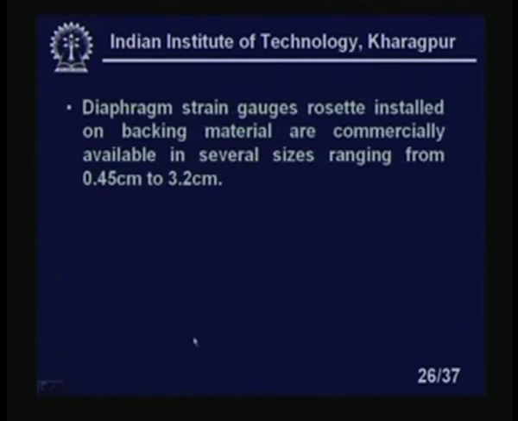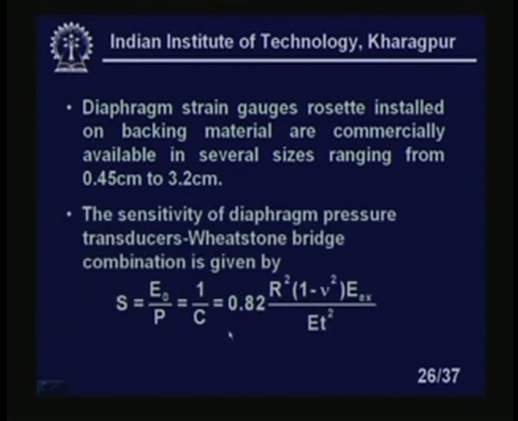Diaphragm strain gauge rosettes installed on backing materials are commercially available in several sizes ranging from 0.45 centimeter to 3.2 centimeter. The sensitivity of the diaphragm pressure transducer with the Wheatstone bridge combination is given by S equals E0 over P equals 1 over C equals 0.82 R squared (1 minus nu squared) Ex over E t squared. You know that you can measure this deflection by an LVDT also, but we are not discussing that. We are discussing strain gauges. So, this is the sensitivity.